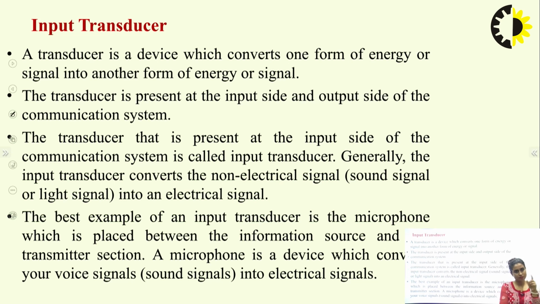Now, this has to be converted into electrical signals because radio waves carry electrical signals and those are transmitted. So whether it is radio wave communication or line communication, I should have some analog signal or electrical signal, right? So it converts my input information into an electrical signal, that is, sound signal or light signal into electrical signal.